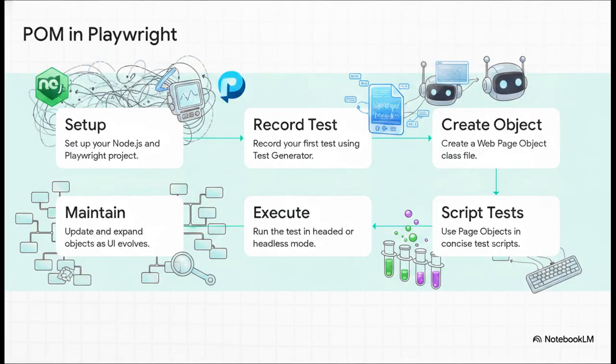All right, let's take this from theory into practice. Implementing POM in Playwright is a really logical progression. First, you set up your Node.js and Playwright project, and hey, you can even use Playwright's test generator to record your baseline tests to get started. Then comes the crucial step, creating a web page object to abstract those interactions into class files. Once those are built, you'll use those page objects in your actual test scripts, which suddenly become incredibly concise. You execute the test in headed or headless mode, and from then on, you simply maintain and expand those central object files as the UI inevitably evolves over time.